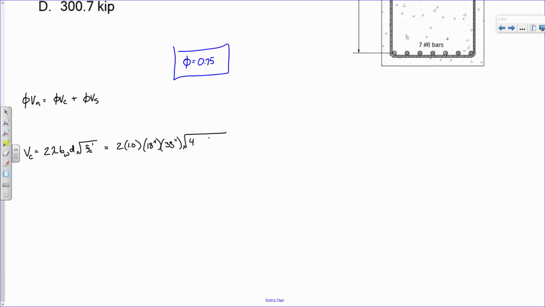Yes, sir. Why in the manual is the lambda value not in the formula for Vc? That's a great question. Does anybody have an answer why you think that is? Because you're never going to have a lightweight aggregate factor on the exam. I'm serious. I know that sounds like a cop-out answer, but it's really the truth.